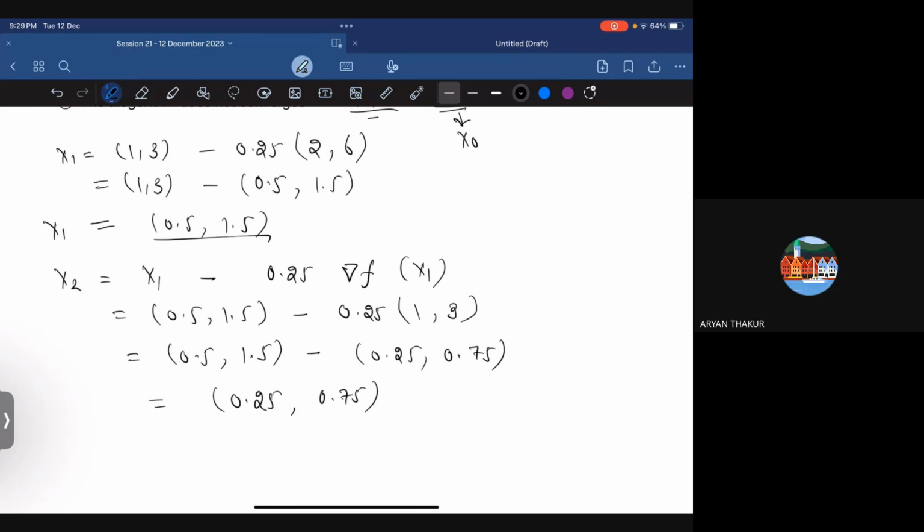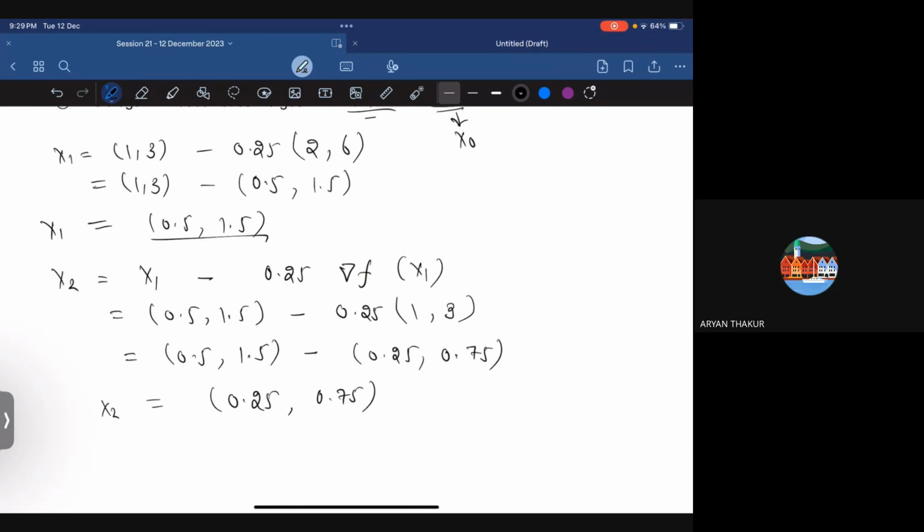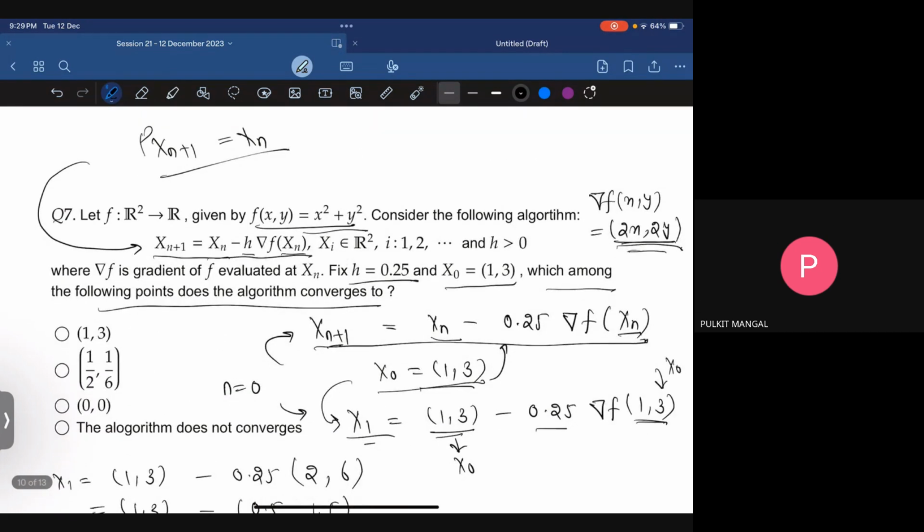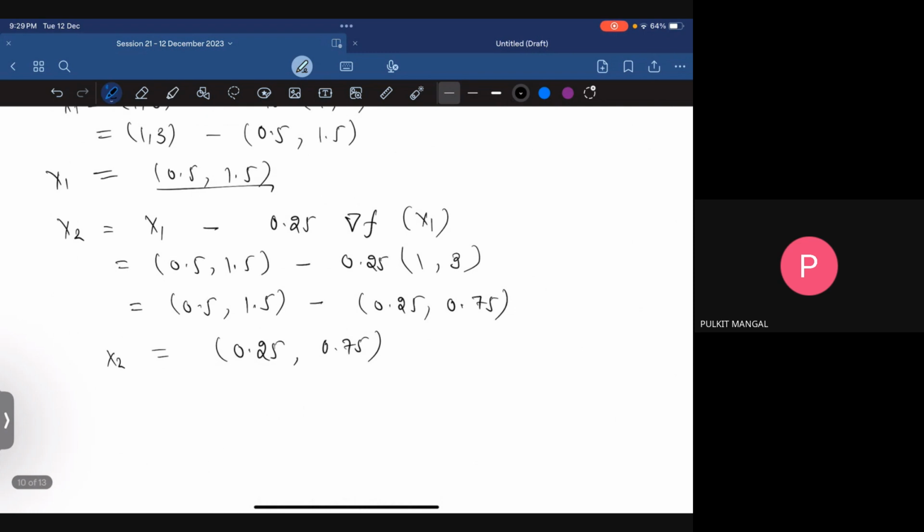Yes sir, we need to check like this. See, what we need to do here in the question, it is asking which of the following points does the algorithm converge to. So it simply means you need to calculate some points x1, x2, x3, x4 like that, and find whether this algorithm converges to some specific point or not. That means the limit exists or not. Simply like that. So we find x1, we find x2.